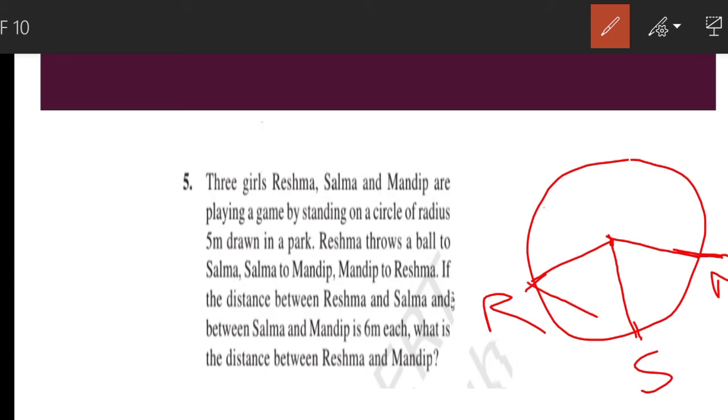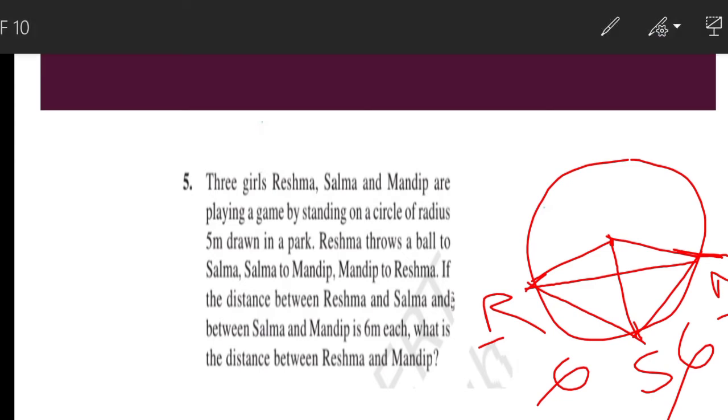Reshma throws a ball to Salma, Salma to Mandeep, and Mandeep to Reshma again. So this is the way the ball is traveling. If the distance between Reshma and Salma is 6, and Salma and Mandeep is 6, find the distance between Reshma and Mandeep. So between Reshma and Mandeep, the distance will be greater than 6 because they are at the opposite end of the circle. So how to find it out? Let's move with the answer.